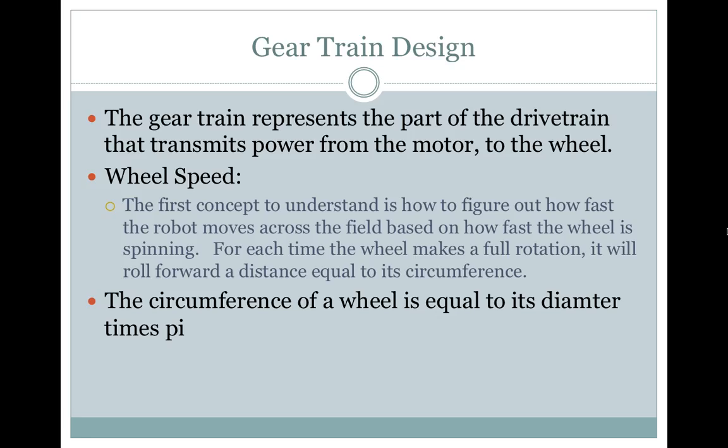Gear train design. The gear train represents the part of the drivetrain that transmits power from the motor to the wheel. Wheel speed. The first concept to understand is how to figure out how fast the robot moves across the field based on how fast the wheel is spinning. For each time the wheel makes a full rotation, it will roll forward a distance equal to its circumference. The circumference of a wheel is equal to its diameter times pi.